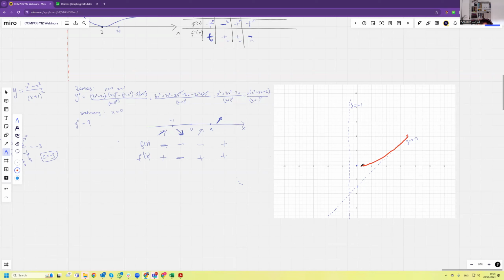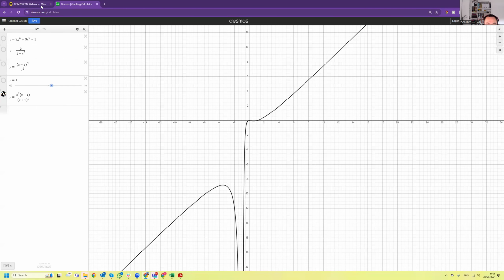Then it crosses the x-axis, then it goes up, touches the y, and then goes down. And that corresponds to here. Except this one is positive. Okay, well, no, I have made a mistake here. And then here, it is like this.